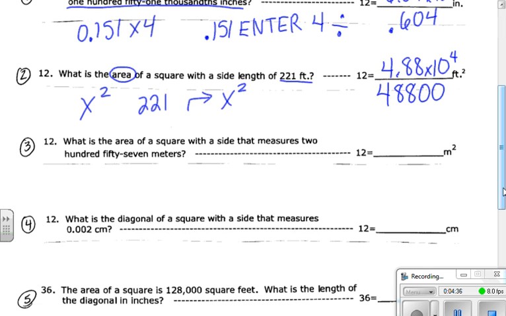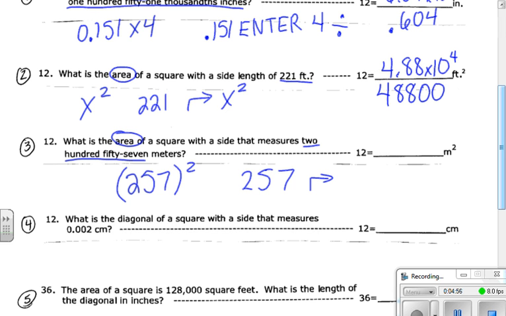Question 3. What is the area of a square with a side that measures 257 meters? So again, we have the side dimension given to us. We want to find the area, so all we do is we square that number. So in your calculator, you'd type in 257, blue shift x squared. And we get an answer then of 6.60 times 10 to the fourth. Which again, if we move our decimal over to the right 4 places, we get 66000. Both of those are on the answer key.